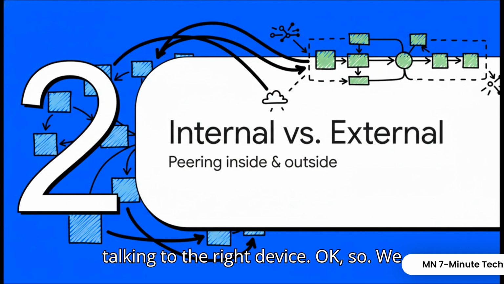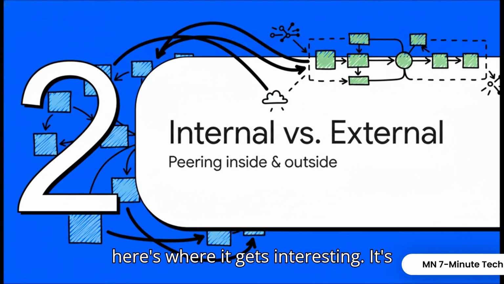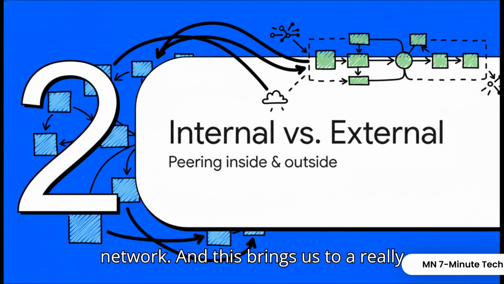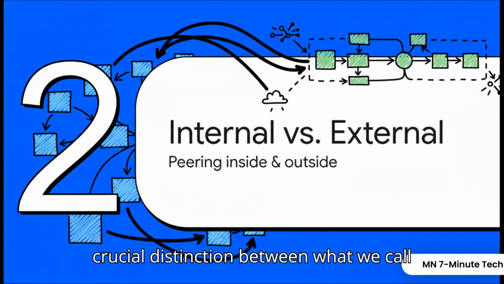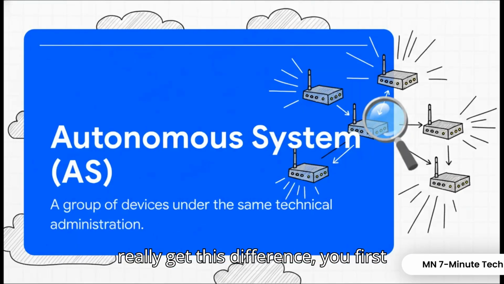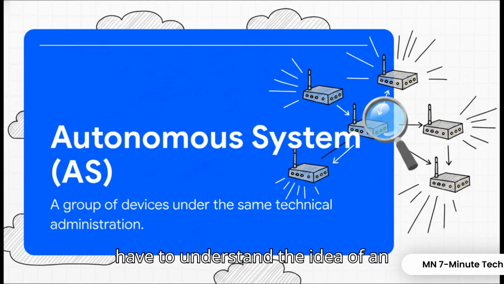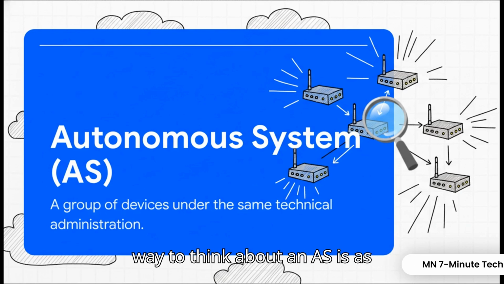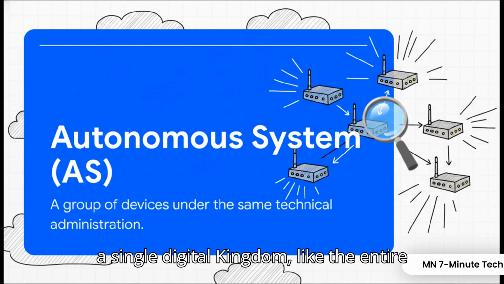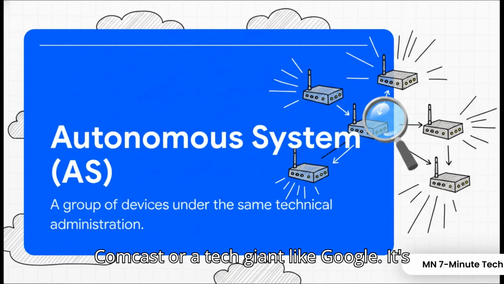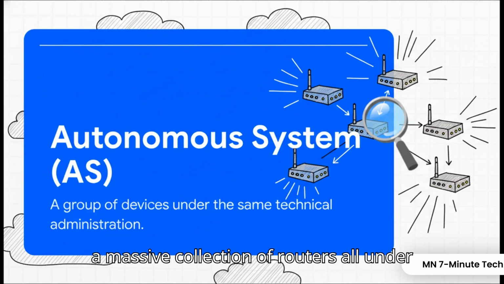Okay, so we know BGP connects different networks, but here's where it gets interesting. It's also used inside a single massive network. And this brings us to a really crucial distinction between what we call internal and external BGP neighbors. To really get this difference, you first have to understand the idea of an autonomous system, or an AS. The easiest way to think about an AS is as a single digital kingdom, like the entire network owned by a huge provider like Comcast or a tech giant like Google. It's a massive collection of routers all under one single management.